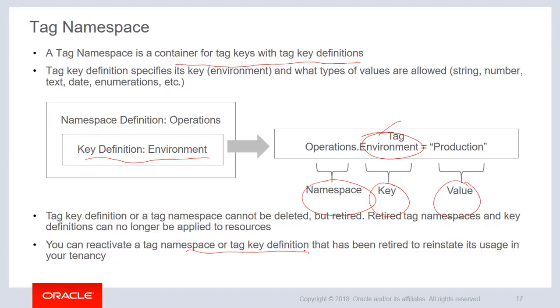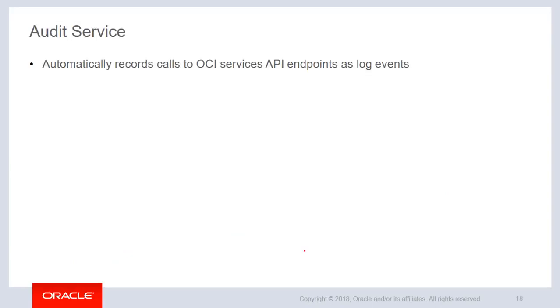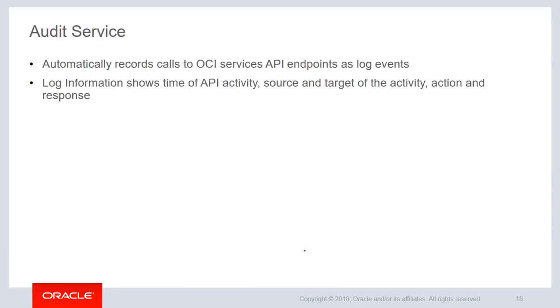OCI also has this service called audit, and it automatically records calls to OCI service endpoints as log events. Log information shows time of API activity, source and target of the activity, action and response. All OCI services support audit logs, and you can perform diagnostics, resource usage, monitor compliance, collect security related events using audit logs.